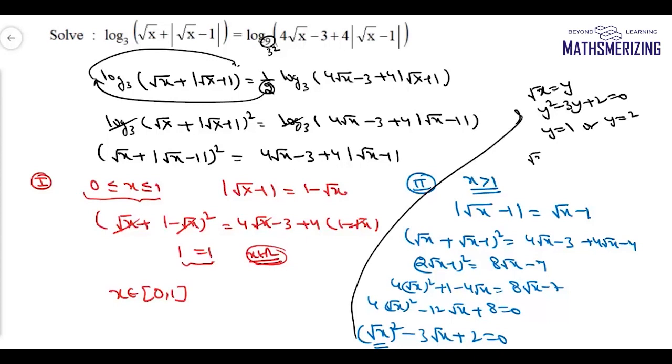So under root of x is either 1 or 2. So x is either 1 or x is equal to 4. Now x equal to 1 doesn't lie in this interval, so the only solution possible in this case is x equals 4. So the answer to this question is either the value of x lies between 0 and 1 or the value of x is 4.